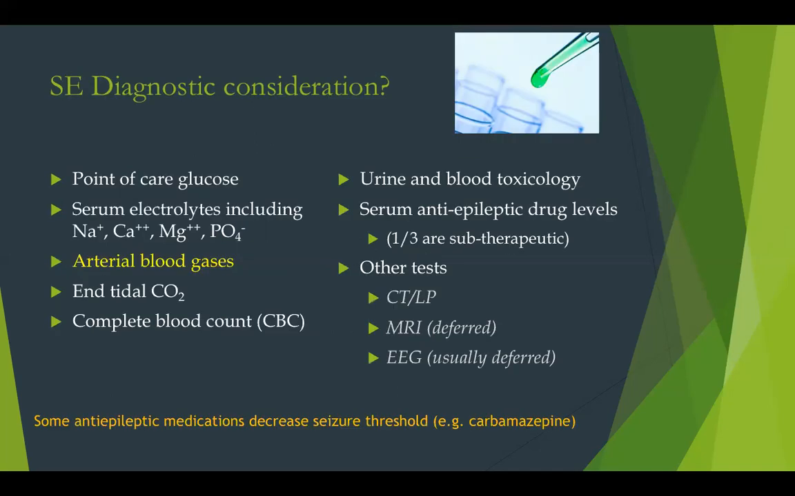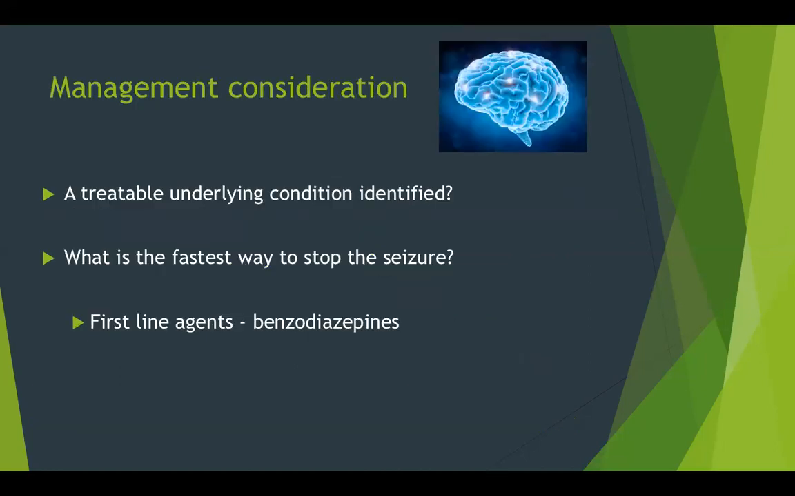One thing that's very important is that some of these patients who are on anti-epileptic medications already may have subtherapeutic levels that contribute to status. Also, sometimes these medications themselves decrease seizure threshold. So adolescents, for example, who are taking carbamazepine, if they accidentally overdose, might cause themselves to have a seizure. So the bottom line is find the possible underlying treatable condition, and find the fastest way to stop the seizure.